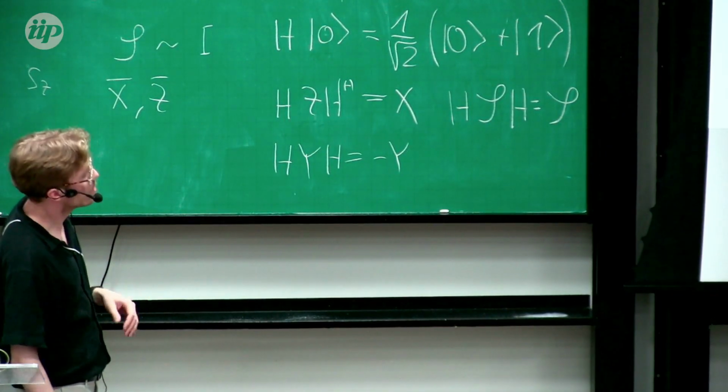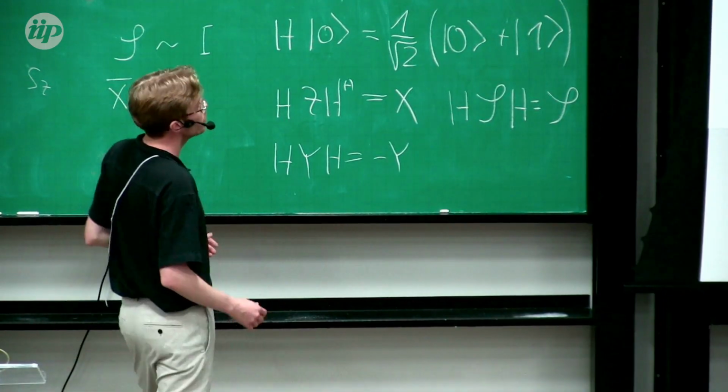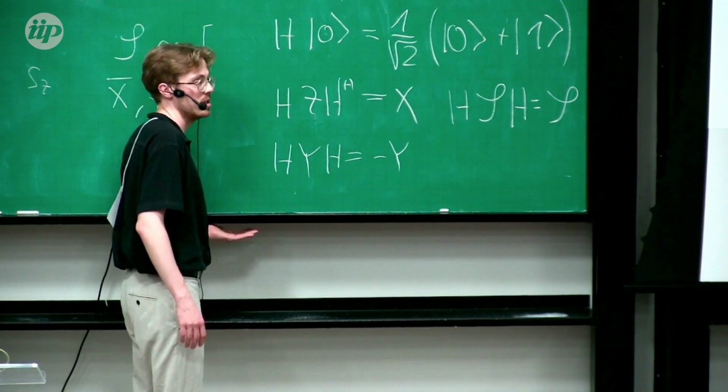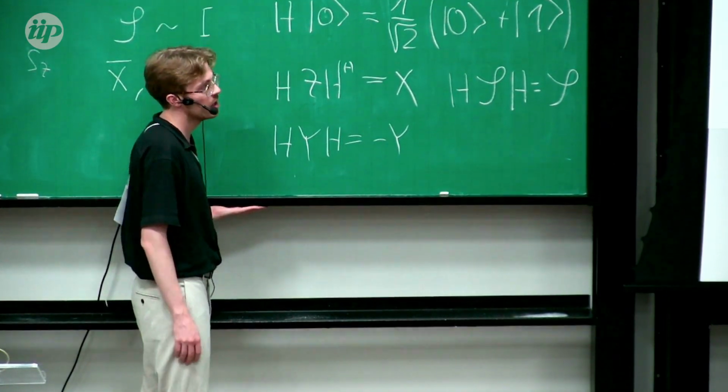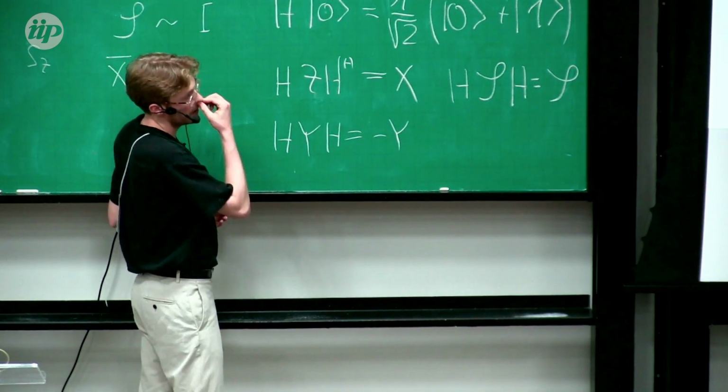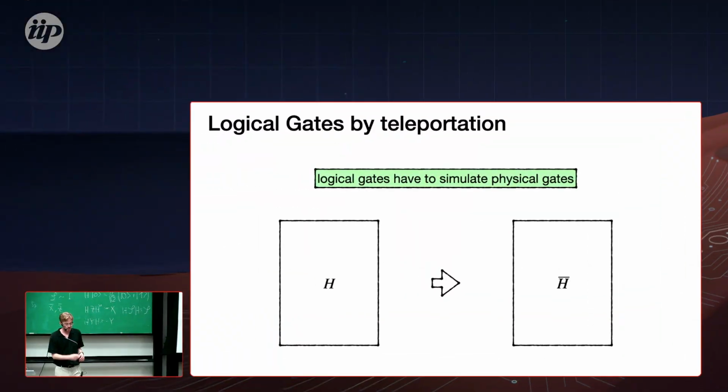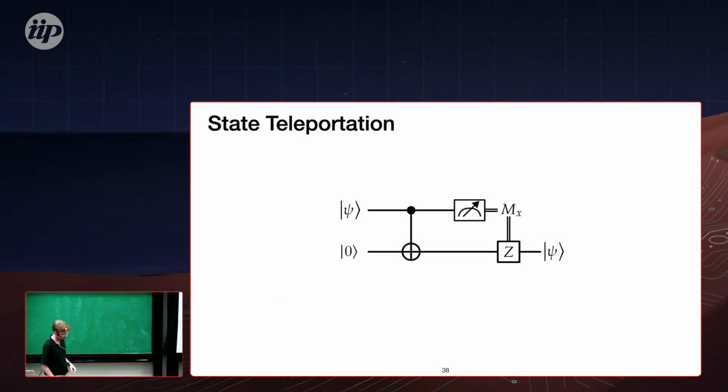Yeah, and I want to use the last 15 minutes now to show one way how one can, in general, implement logical gates, in particular the Hadamard gate, and then maybe show one trick how to get around that in the surface code. But yeah, we will start by reminding you of something which you may have already seen, which is state teleportation.